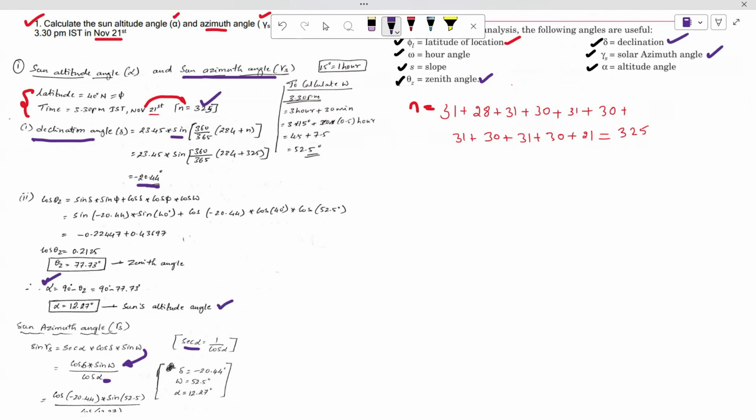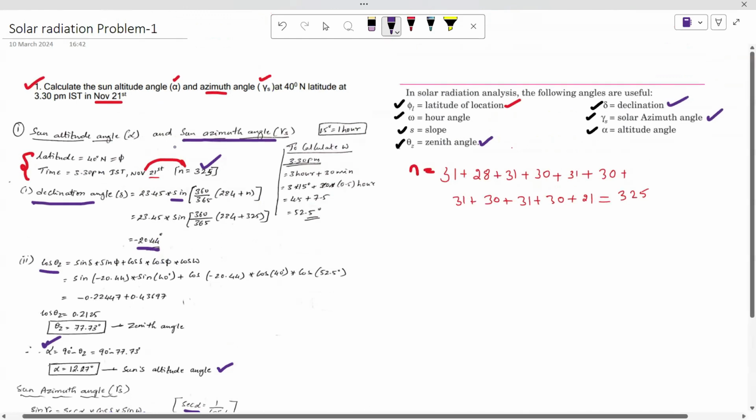What is the formula to calculate theta z, the zenith angle? Cos theta z is equal to sin delta into sin phi plus cos delta into cos phi into cos omega. Here delta is the declination angle, phi is the latitude. But what about omega? Omega is the hour angle. How do we calculate that?